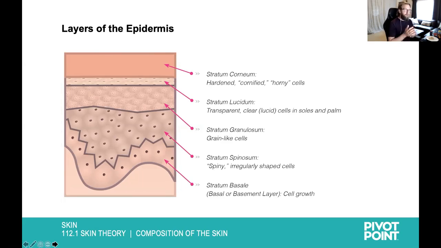We also have the stratum spinosum. This one is very easy to remember for me: it's the spiny layer. It's going to be represented by, where do I have it? Oh, right on top. We're going to represent this with raisins, because after we get to the stratum spinosum, things start to get a little rougher.